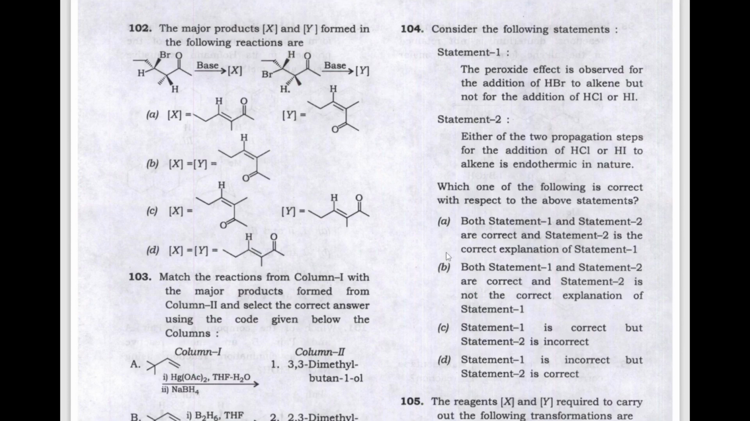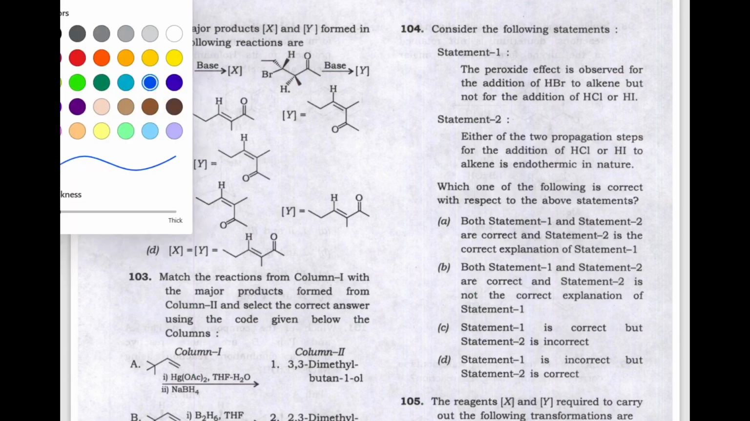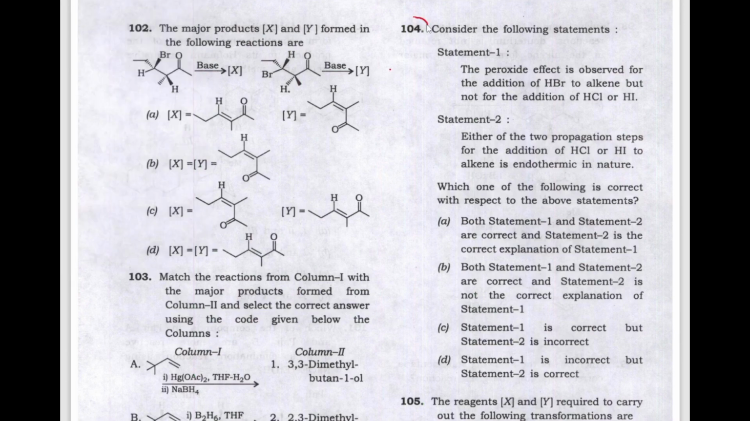Today we will discuss one question from the UPSC Geo-Scientist 2024 exam. That's question number 104, and this question was related to the peroxide effect. In this question they provided two statements. One statement says the peroxide effect is observed for the addition of HBr to alkene but not for the addition of HCl or HI. And in the second statement, either of the two propagation steps for the addition of HCl or HI to alkene is endothermic in nature. Four options were provided, and you have to pick one option as the correct answer.